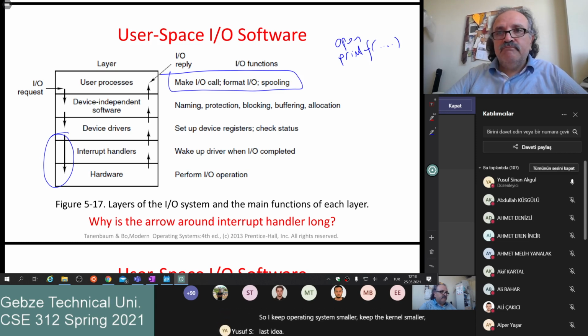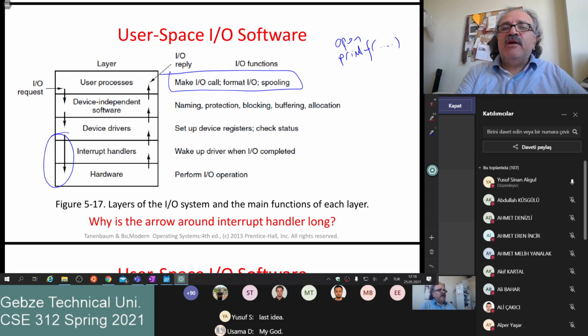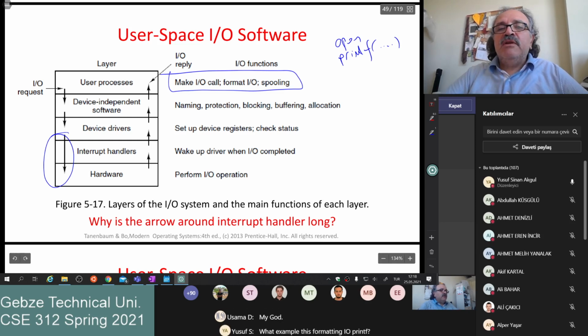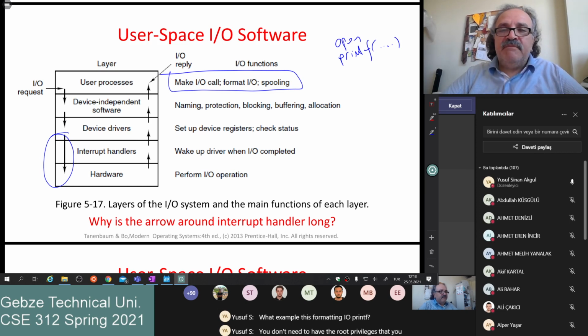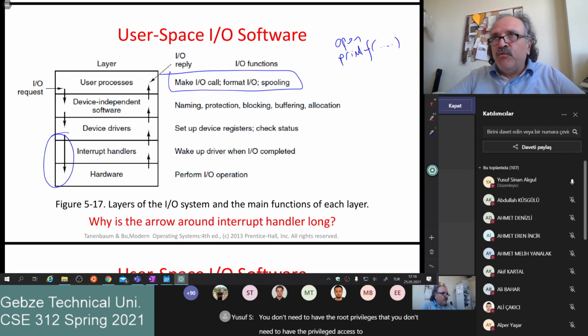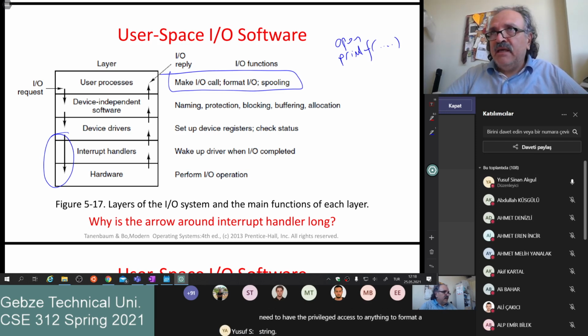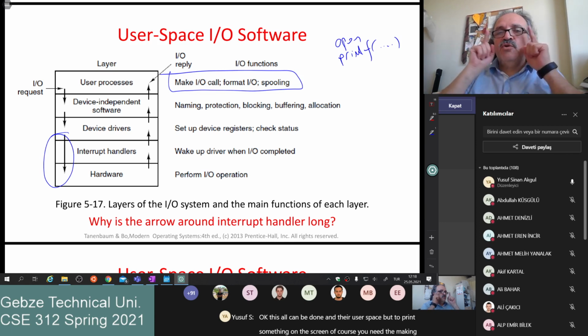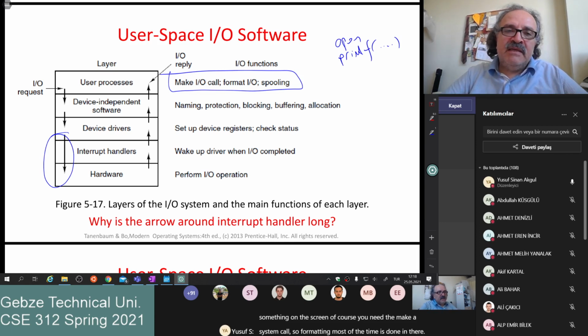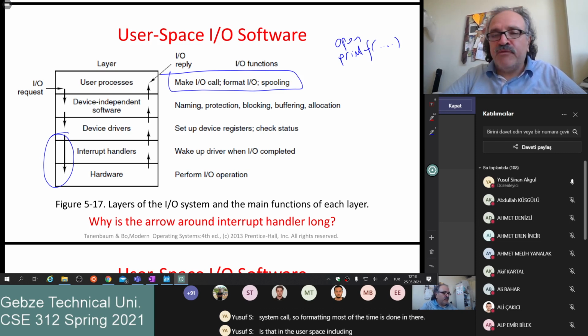Very good. For example, formatting I/O, printf. You don't need to have the root privileges. You don't need to have privileged access to anything to format a string. Okay, this all can be done in the user space. But to print something on the screen, of course, you need to make a system call. So formatting most of the time is done in the user space, including the buffering of the characters to be printed out.